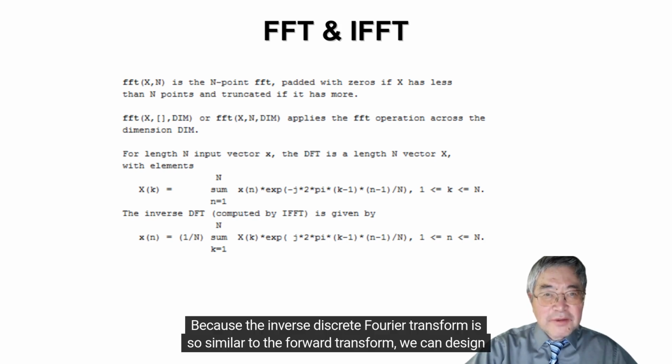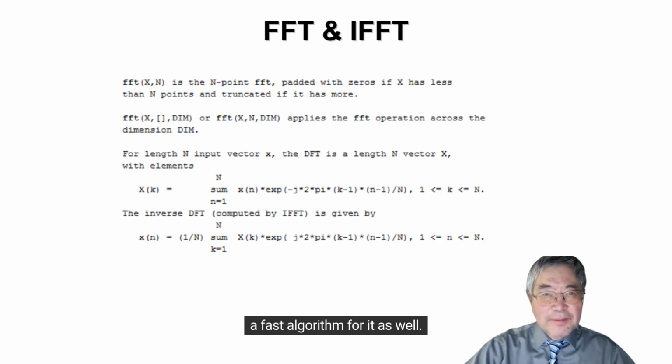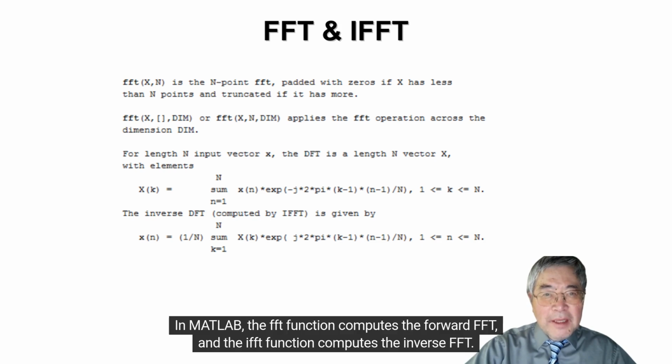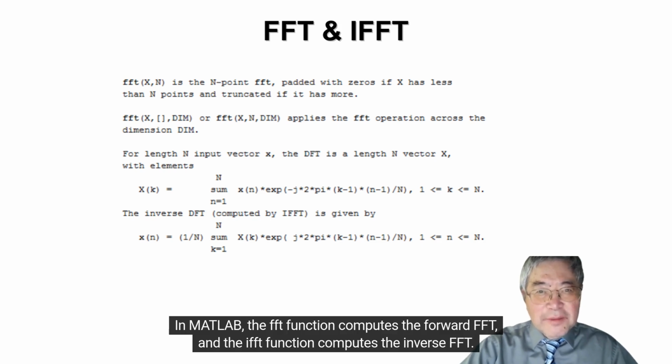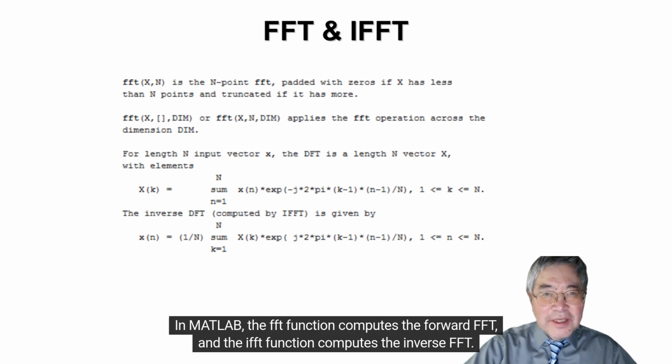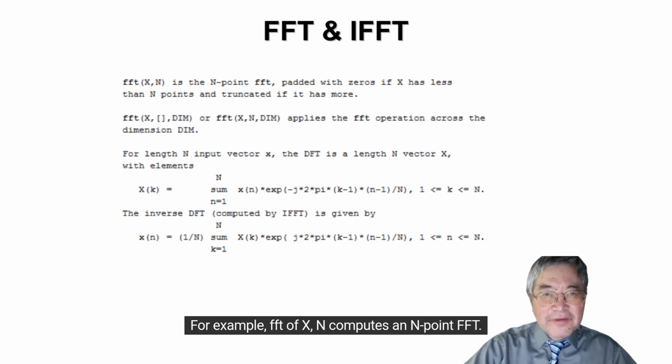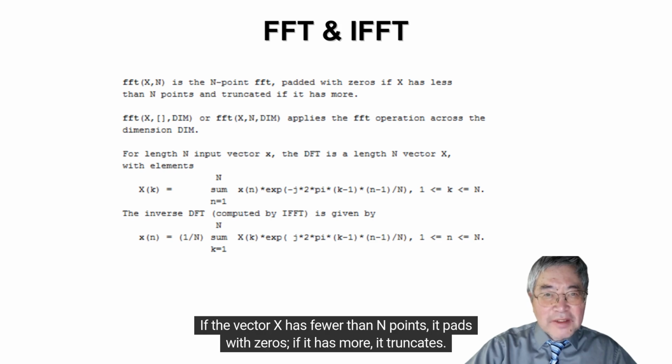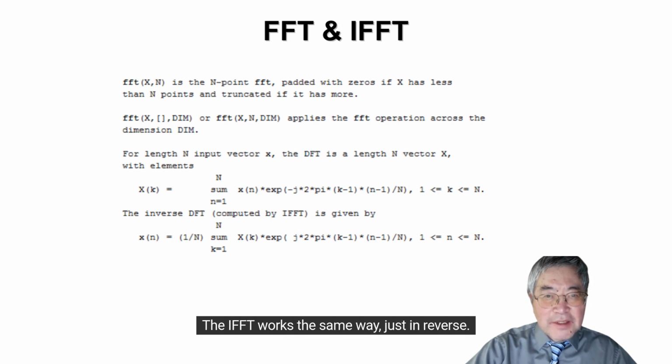Because the inverse discrete Fourier transform is so similar to the forward transform, we can design a fast algorithm for it as well. This is called the inverse FFT or IFFT. In MATLAB, the FFT function computes the forward FFT and the IFFT function computes the inverse FFT. For example, FFT of x, n computes an n-point FFT. If the vector x has fewer than n points, it pads with zeros. If it has more, it truncates. The IFFT works the same way, just in reverse.